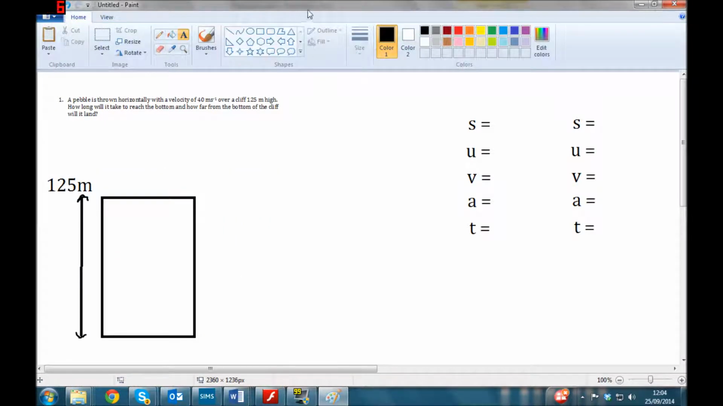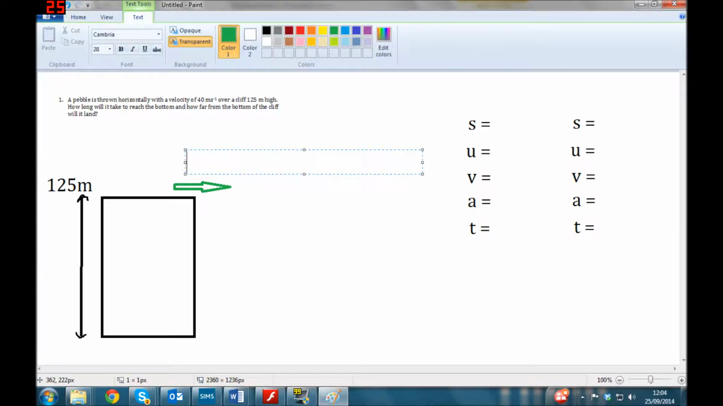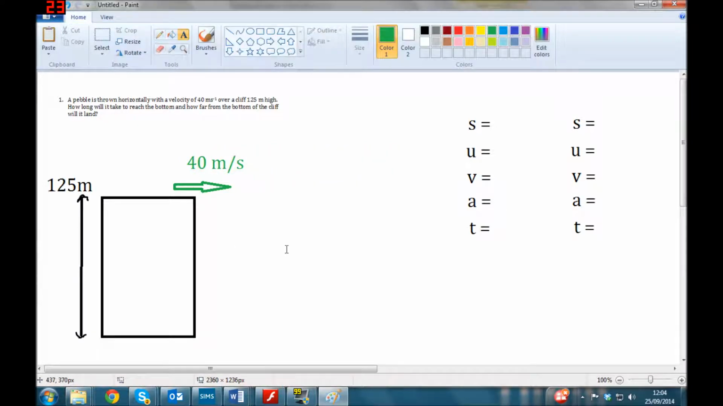And it's coming off with a velocity of 40 meters per second. Actually, I've got arrows here. Let's use one of these. Let's do a nice green arrow to represent the velocity, which is entirely horizontal. Okay, so let's label that on there. 40 meters per second. Cool. And that's all the information that we begin with.